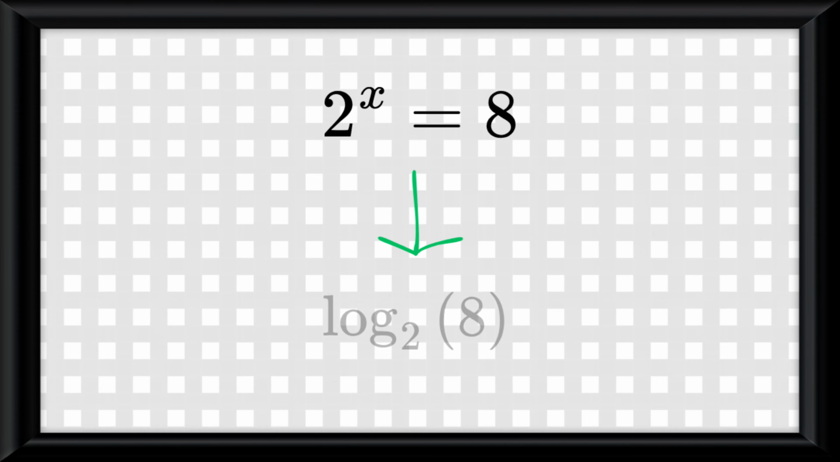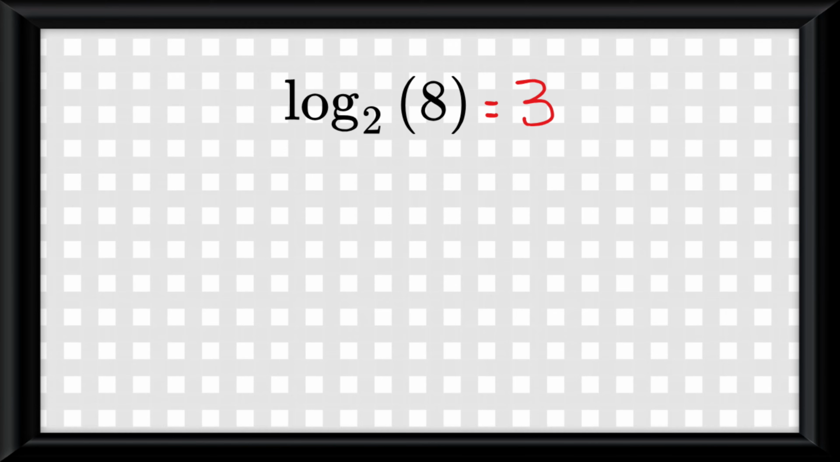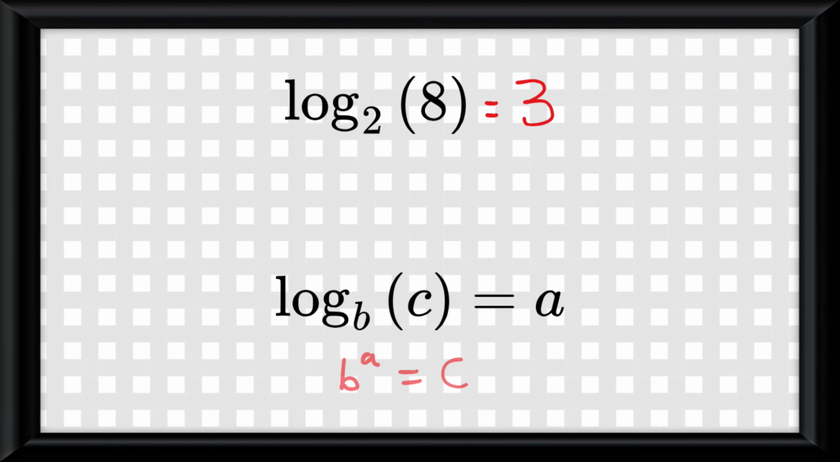If you had the expression 2 to the x equals 8, you can of course infer that x equals 3, but to rearrange this into log form, we say log base 2 of 8. The answer to this is 3. The way we write this with variables is log base b of c is equal to a, where of course b to the power of a is equal to c.